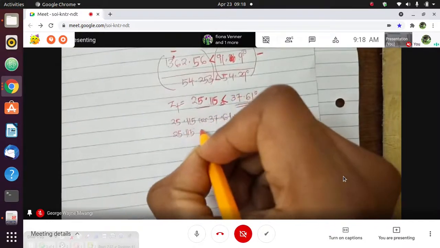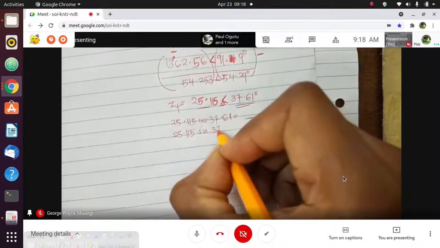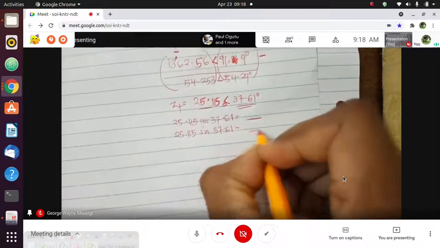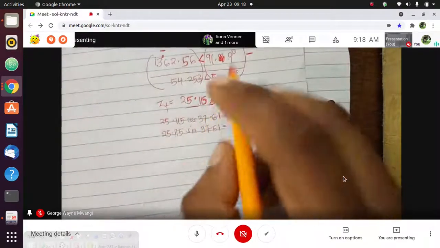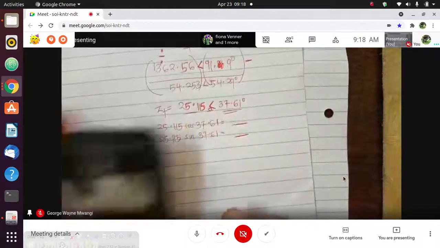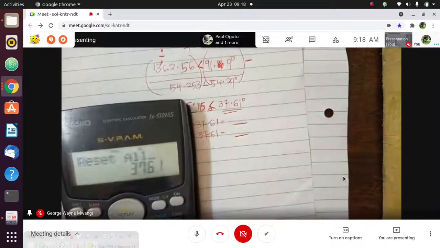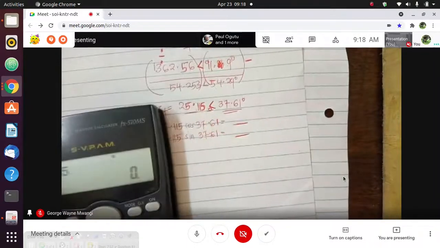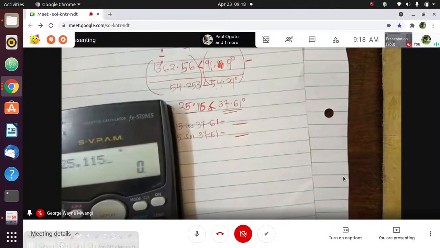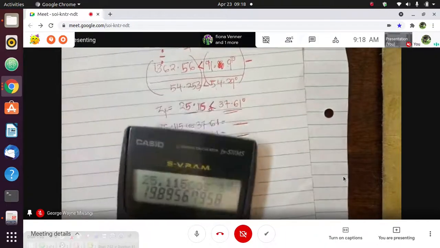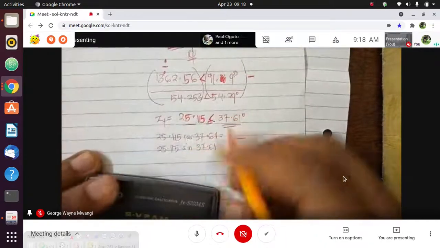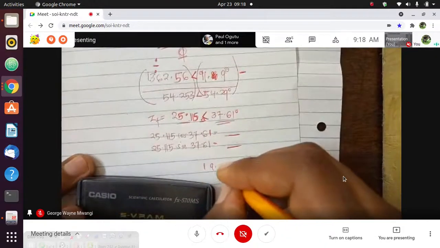25.115 sine of this angle, that's 37.61. This will give us the imaginary part, the J part. So, 25.115 cos of 37.61. This gives me 19.896.